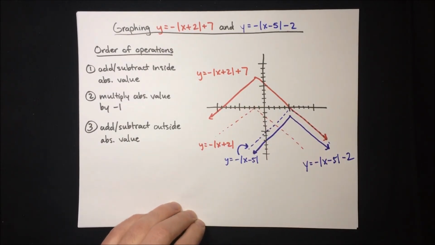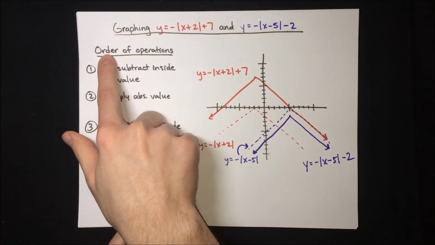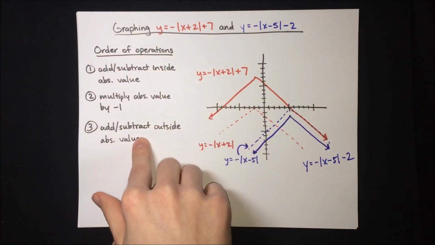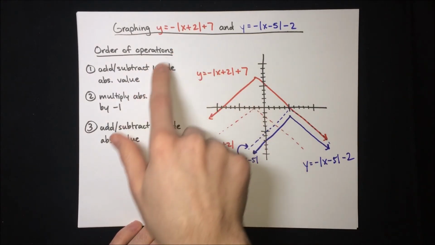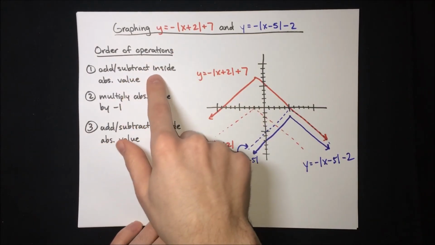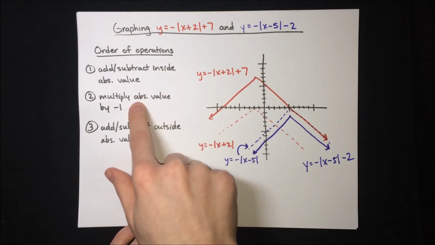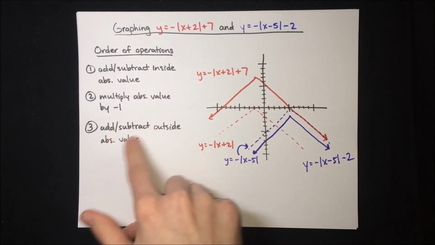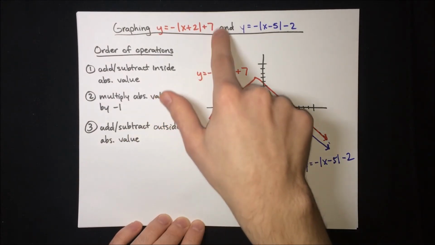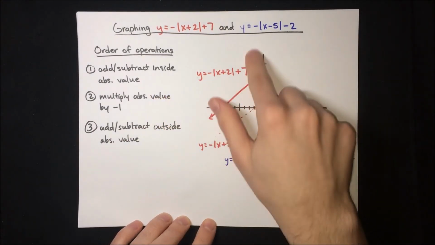So the general takeaway is that you just have to follow the order of operations for these and translate inside first. That's the horizontal translation. Then you multiply by -1. That's the reflection. And then you add or subtract outside the absolute value, and that's the vertical translation.